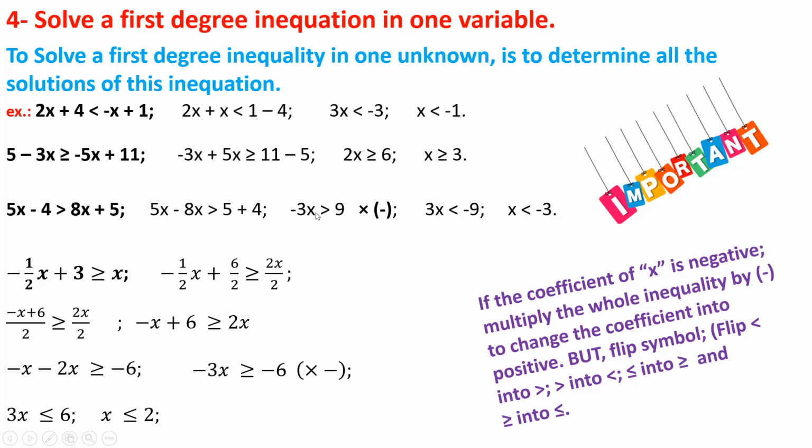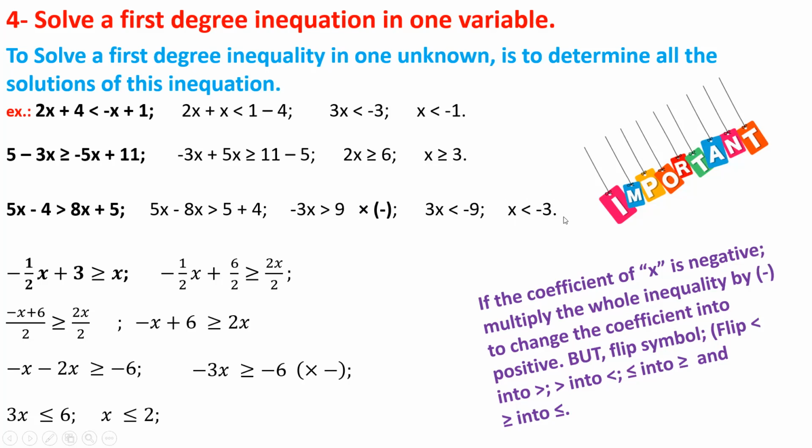When I multiply the inequality by a minus, I flip or switch my symbol. So if it is greater than, it becomes less than. If it is less than, it becomes greater than. If it is less than or equal, it becomes greater than or equal, and so on. Now the coefficient of x is positive, so I divide the whole inequality by 3. 3x by 3 is x, less than minus 9 by 3 is minus 3.